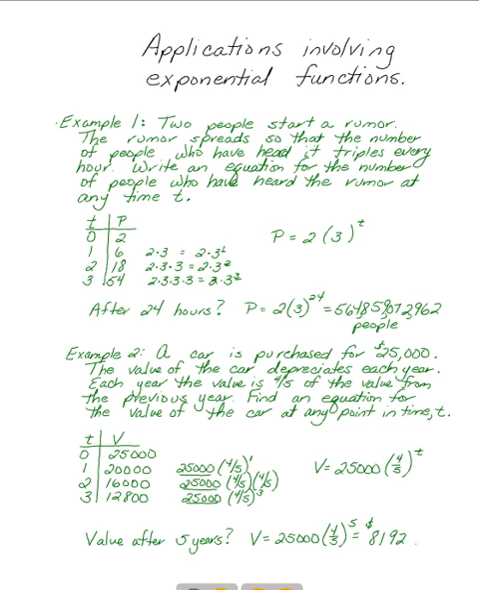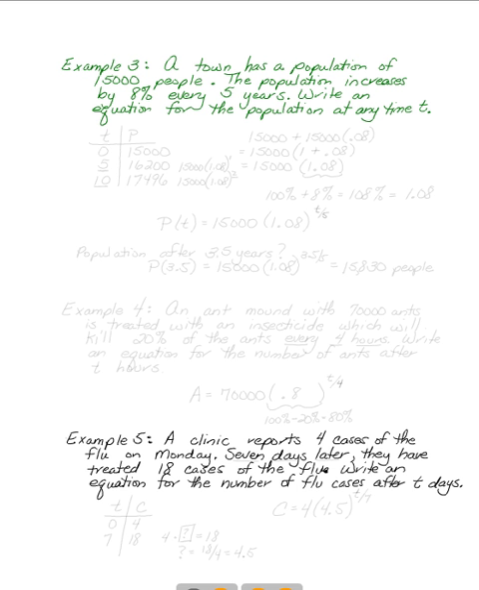Okay, let's look at example 3. In example 3, we have a town that has a population of 15,000 people. Population is going to increase by 8% every 5 years. What we want to do is write an equation for the population at any time t. Now, again, I do want to start with the table to just show you. You won't have to start with the table each time, but I do recommend while you're learning to maybe write out a few values, to give you a way to see the pattern and understand where the different numbers go.